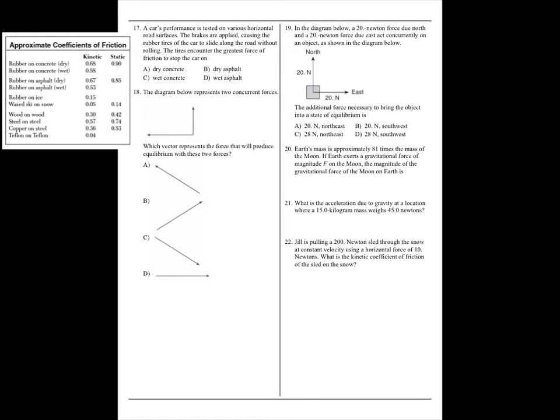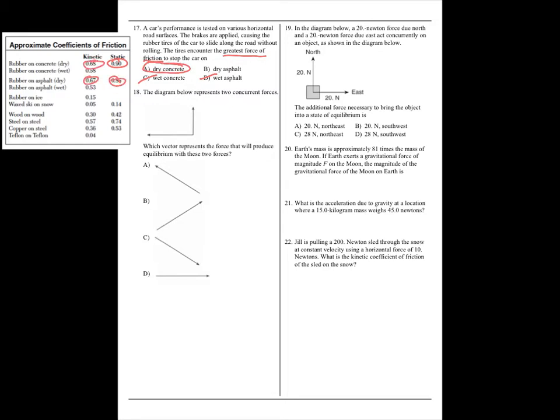The same thing is going to happen here for number 17. Now we're looking for the one that would produce the greatest force of friction. So we're looking for the highest number, so it's definitely not going to be a wet surface, because they typically reduce friction. So between concrete and asphalt, dry concrete has the highest friction out of these.